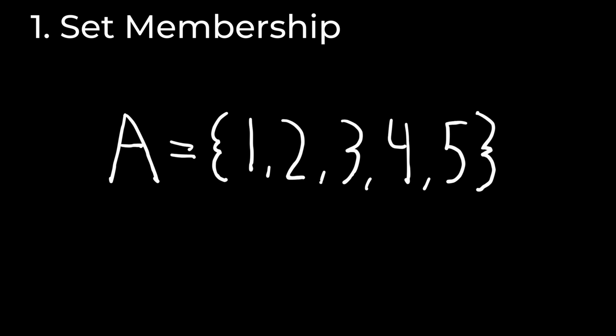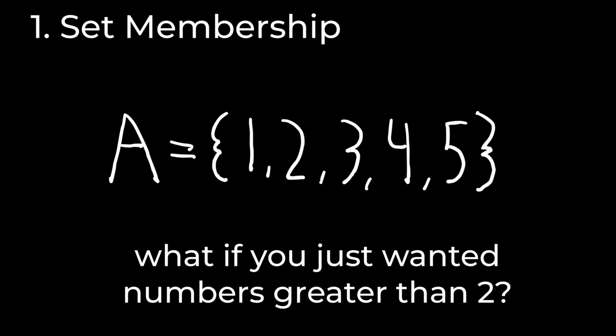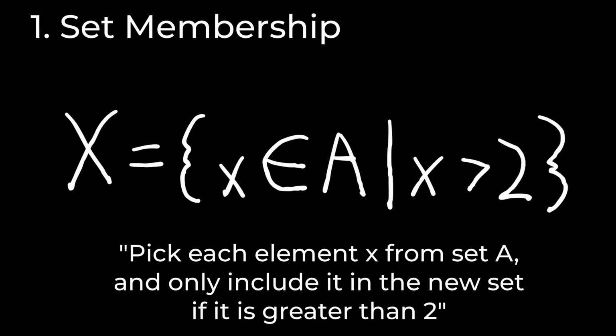Now let's say you had a set with the name of A, and it had the elements of 1, 2, 3, 4, and 5. If you wanted to define a new set X that only has elements of A greater than 2, you would use what's called set builder notation, and it would look something like this. And this reads: pick each element X from A, and only include it in the new set if it is greater than 2. In this example, X is a variable representing the elements from set A that satisfy a condition.